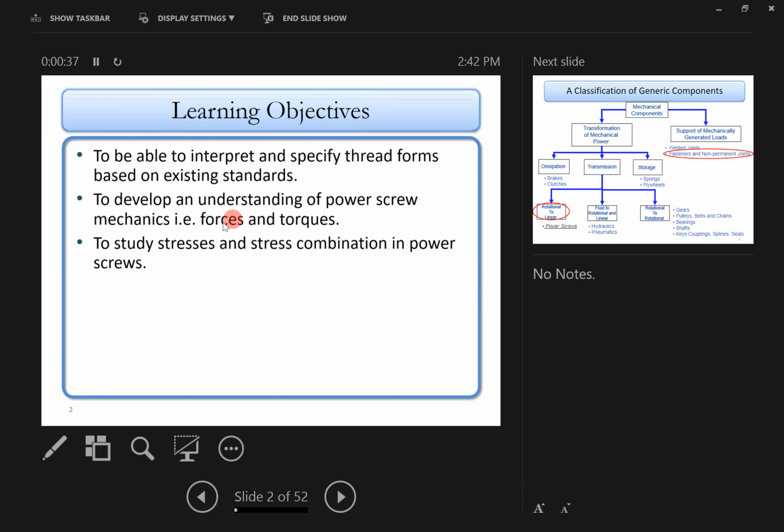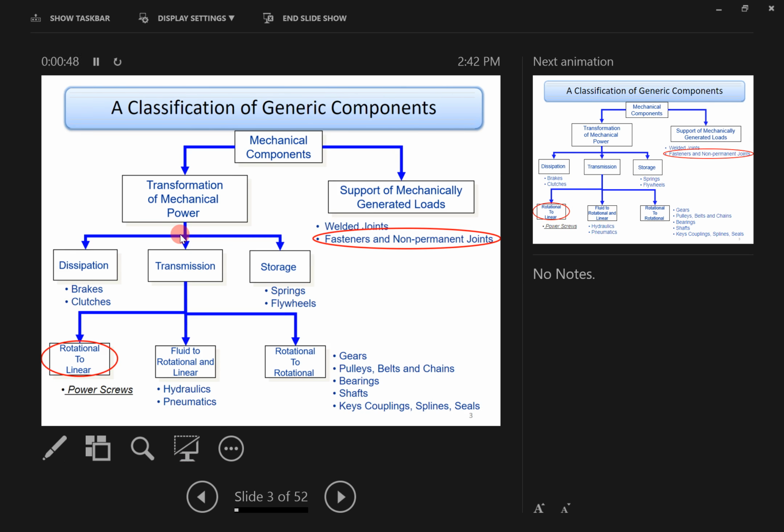This is a little bit less in terms of calculation. It's more just to identify the stresses at the different locations on a power screw. This is the diagram I've shown you a few times already. We're looking at essentially two different locations here. The fasteners are over here, and the power screws are over here. Take a look at the details.